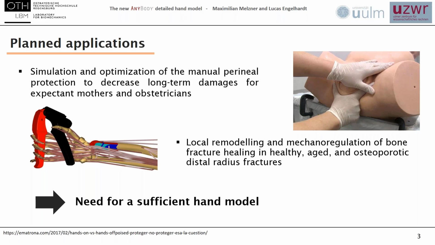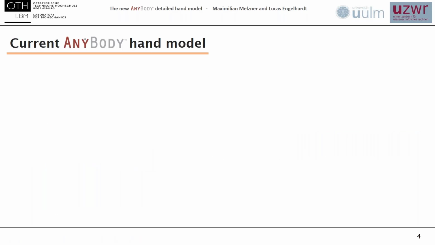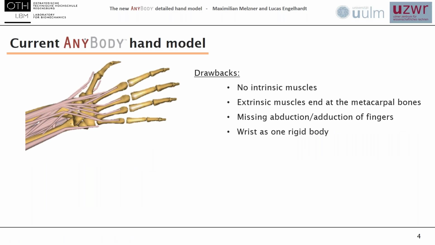For those research questions, we need a sufficiently detailed hand model. But why not just use the already existing one? So let's have a look at the current hand model implemented in AnyBody. Even at first look, you can already see that there are some drawbacks, like missing intrinsic muscles, and also the extrinsic muscles only reach up to the end of the metacarpal bones. Additionally, the degree of freedom of the abduction and adduction of the fingers is missing, and the whole wrist is simulated as just one rigid body.